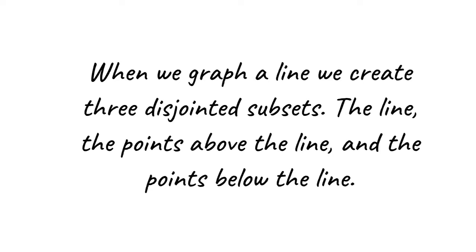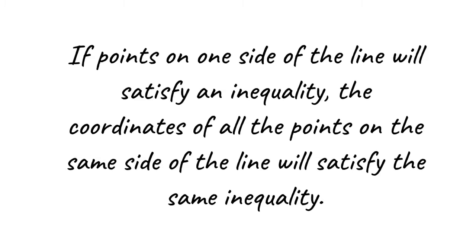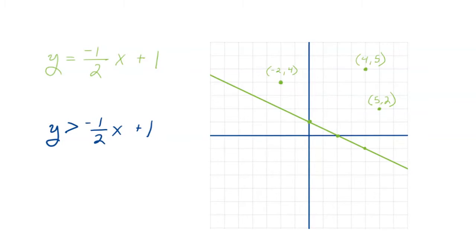When we graph a line, we create three disjointed subsets: the line, the points above the line, and the points below the line. If points on one side of the line will satisfy an inequality, the coordinates of all the points on the same side of the line will satisfy the same inequality. The line that we have graphed here is y is equal to negative 1/2 x plus 1.